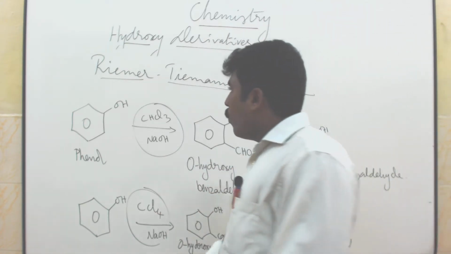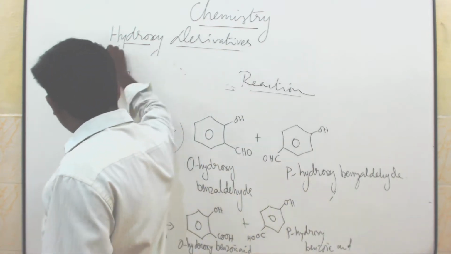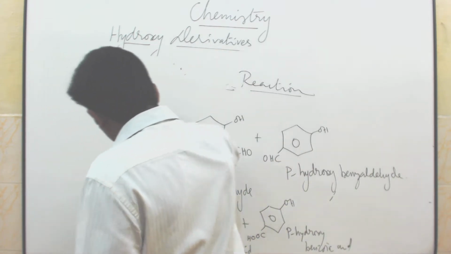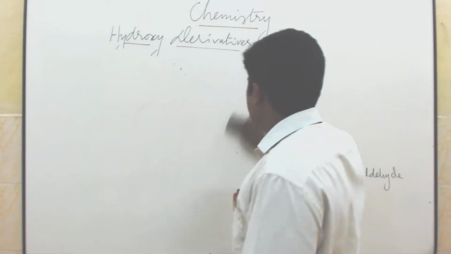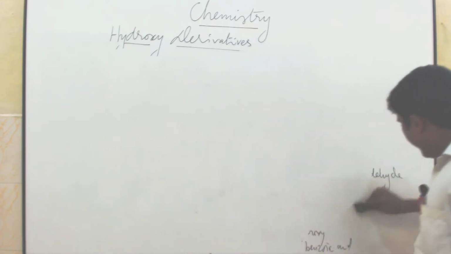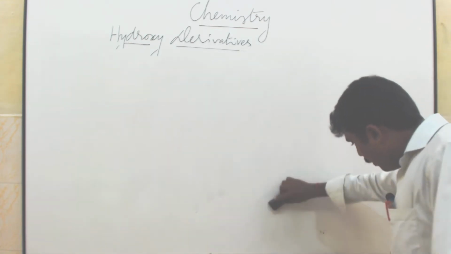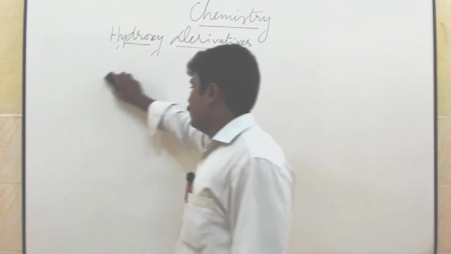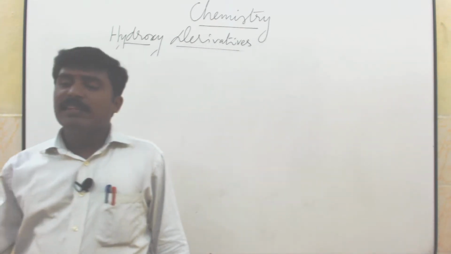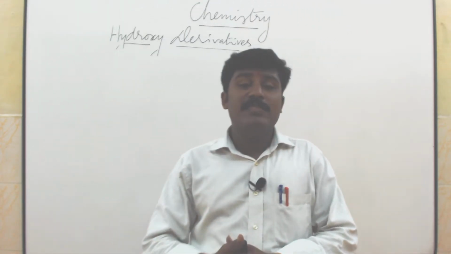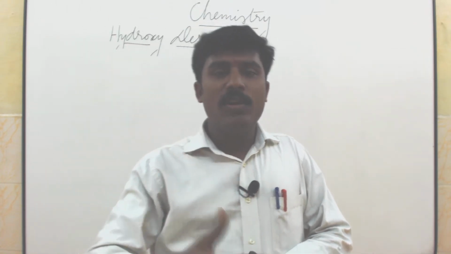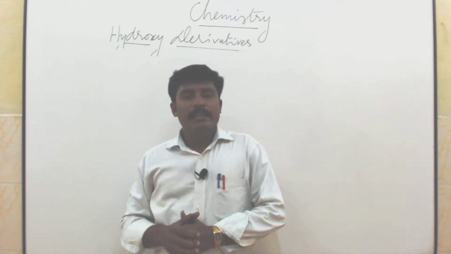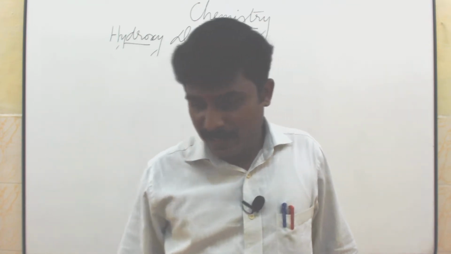Now after Reimer-Tiemann reaction, the next important reaction, namely Phthalein fusion test. What is Phthalein fusion test? Phthalic anhydride reacts with 2 molecules of phenol in the presence of concentrated sulfuric acid, you will get phenolphthalein. That's nothing but Phthalein fusion test. That's one of the indicators. Already you used it in 11th standard. One of the indicators, namely phenolphthalein. In this method you are going to prepare your indicator, namely phenolphthalein, that is named as Phthalein fusion test. Very important test.